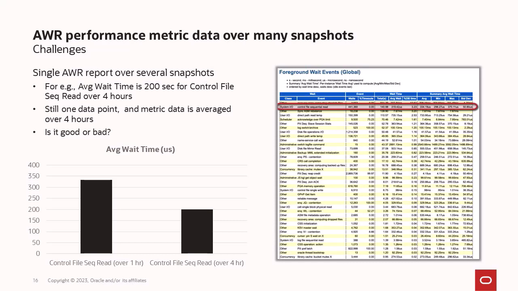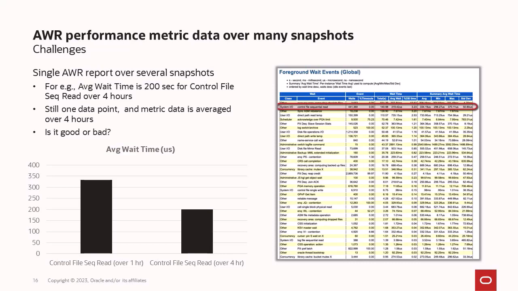Here, the control file sequential read and wait averages are displayed for two separate snapshot intervals. The first is for a single hour within the larger performance window, let's say between snapshot intervals 2 and 3, and the second is a longer period which encompasses the first snapshot interval, snapshots 1 through 4. You can notice the difference in the average wait time, but this only happens if you generate multiple AWR reports and examine each separately. Is there a better way to go about this?